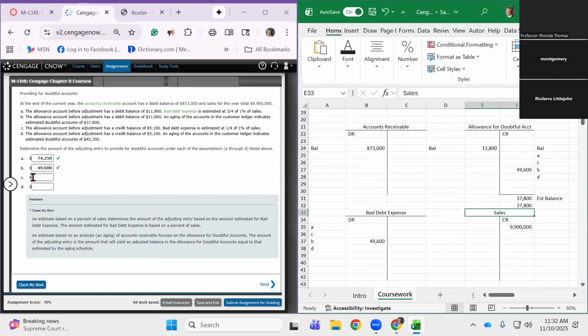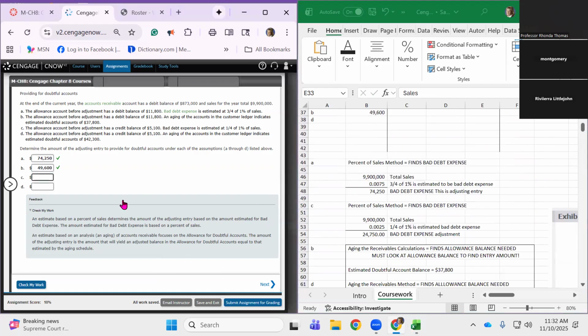Let me go back to C. Let me try C one more time. Once again, we've got 9,900,000. C says that bad debt expense is 0.25%, which gives 24,750. I think I just got them mixed up. I'm going to put 24,750 in here. Yes, thank goodness. I had just put it in the wrong input screen. Remember, A and C are the first ones we're doing with the percent of sales, and now B and D are the allowance method with the aging the receivables calculation.